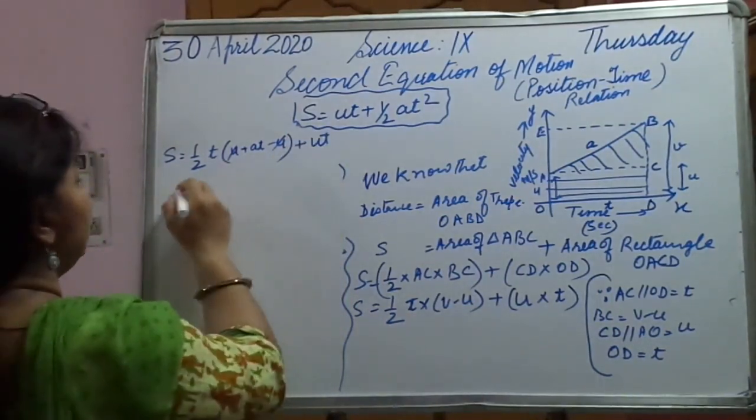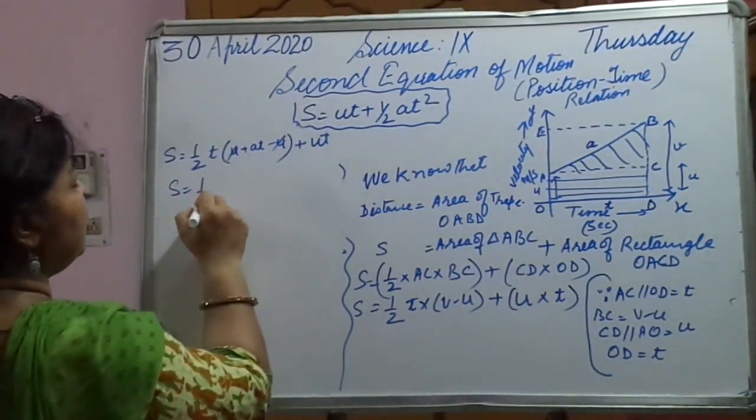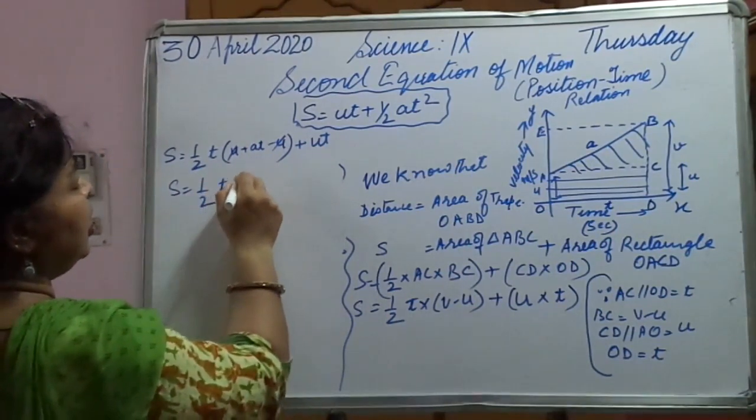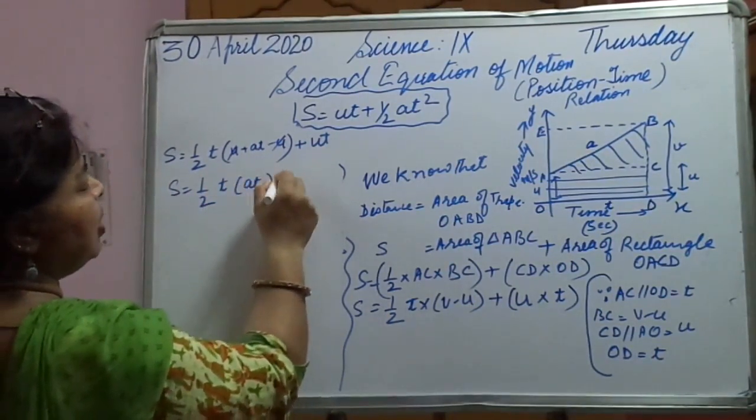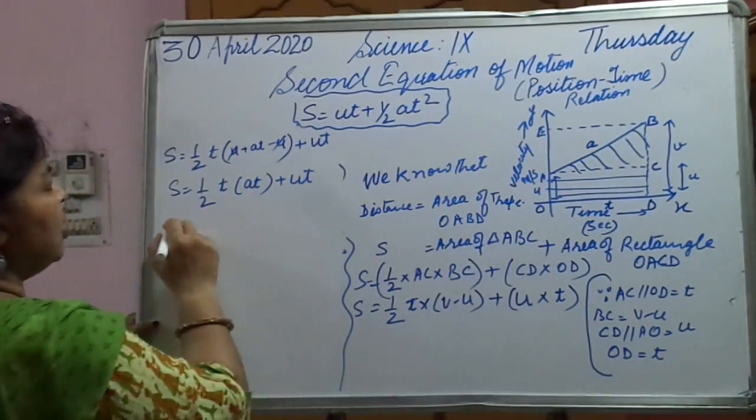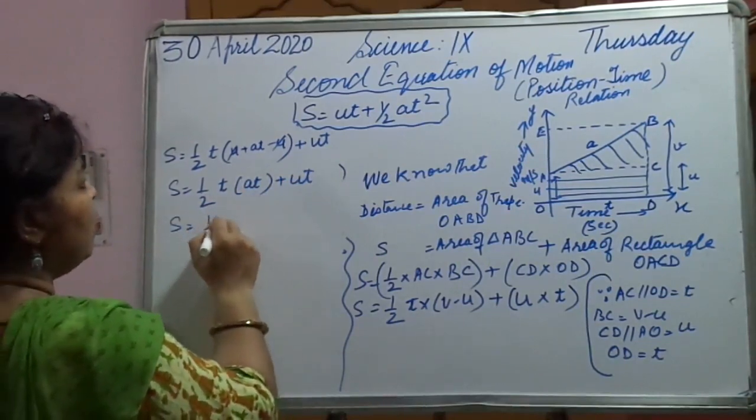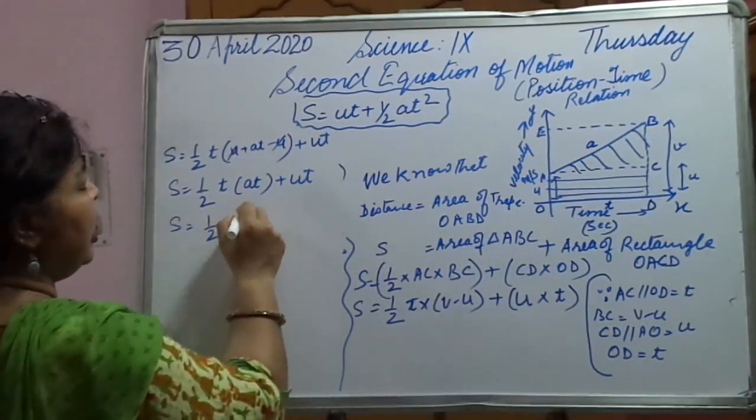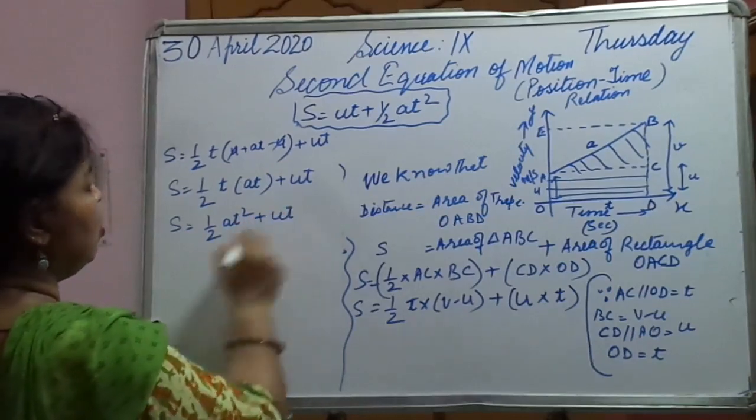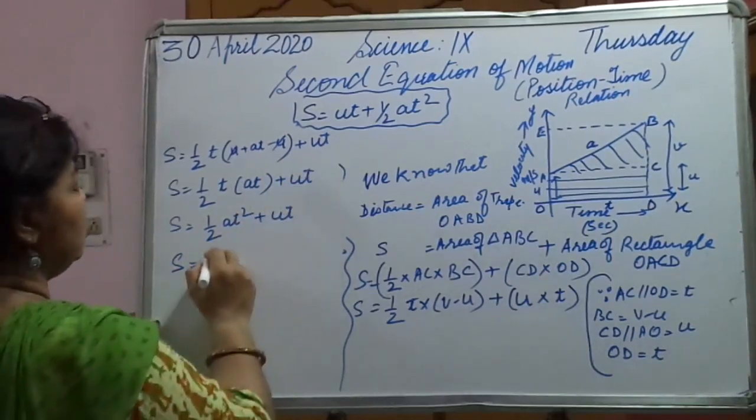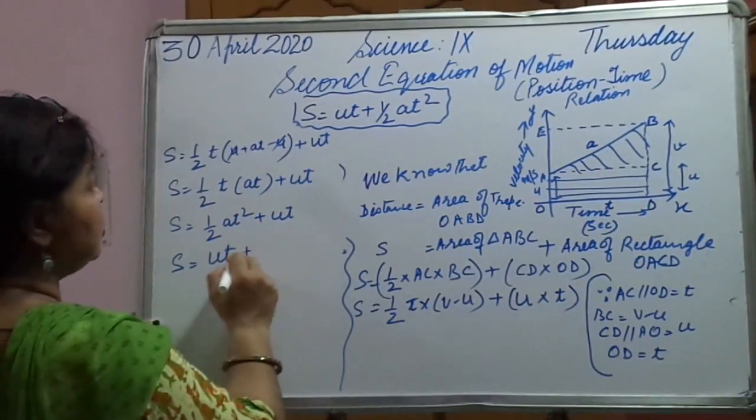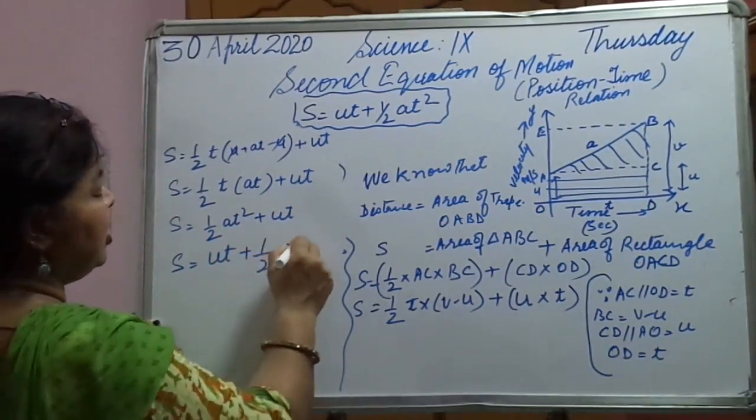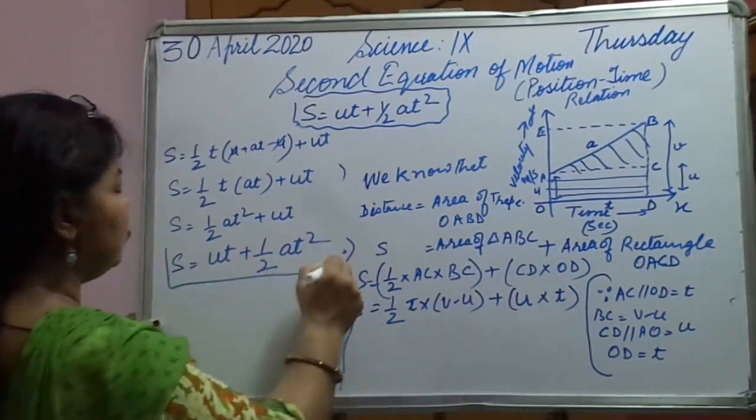Fine. So let us simplify. S is equal to 1 by 2 into T into AT plus UT. So what it becomes? S is equal to 1 by 2 into AT square plus UT, or we can write S is equal to UT plus half AT square. Hence proved.